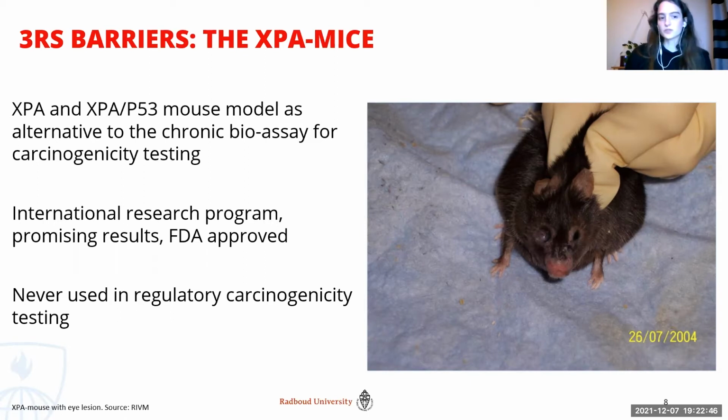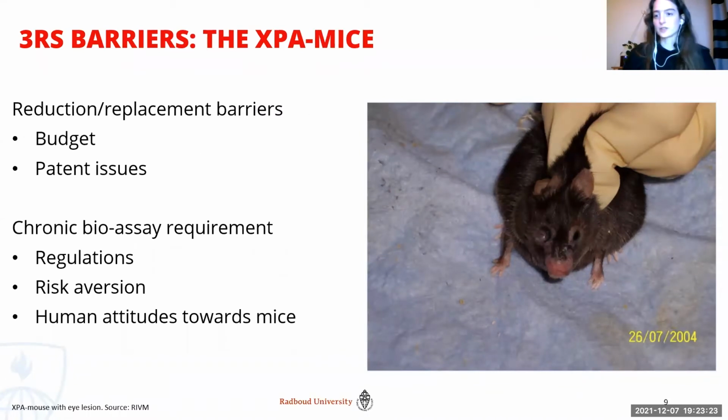And the results were promising, and FDA approved the test, though not necessarily as a replacement, but at least approved in the sense that it was acknowledged that it could contribute to carcinogenicity testing in certain circumstances. But in the end, the XPA mice were never used in regulatory carcinogenicity testing, and they ended up frozen, like the last mice are frozen in a repository in the US. So then the question is, of course, why were they not used?